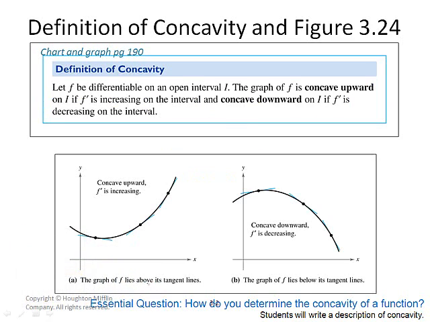All right, so the definition of concavity is: let f be differentiable on an open interval I. The graph is concave down on I if f prime, the derivative, is increasing. Okay, so this is weird. I'd write this: concave up if f prime is increasing. So not your original graph. If your derivative graph is increasing, your function will be concave up, if on an interval, and concave down if the derivative is decreasing on the interval.